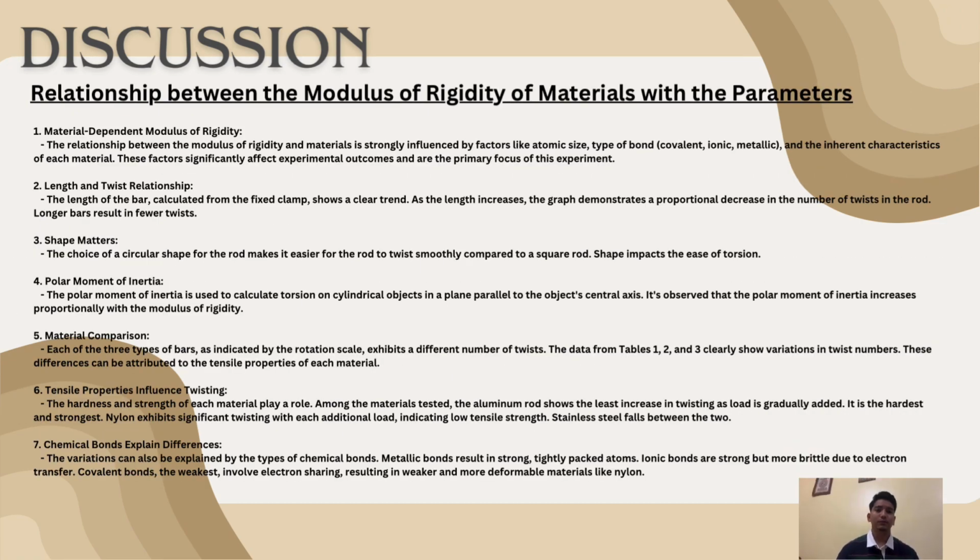From the experimental findings and results, it can be concluded that the modulus of rigidity of the respective materials depends on the type of material, such as the size of the atom, the type of bond, and the characteristics of each material, where it has an effect. The experimental results plot and act as the main objective of the experiment, where observations need to be done on different materials to check torsion on different materials.